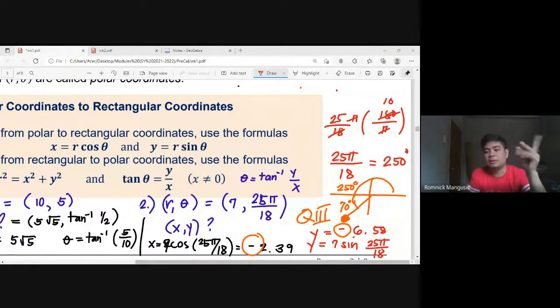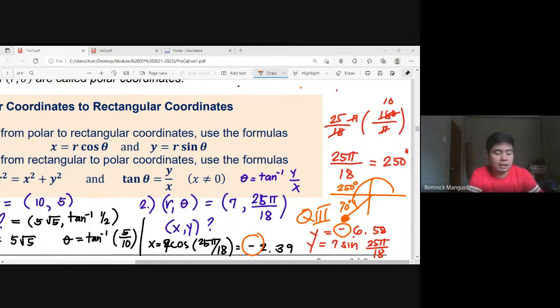So my warning to you is, whatever your calculator shows, especially when you input the intended values, if it is positive, then positive. But if it shows negative, then negative, without doubt, because it goes straight to locating which quadrant the answer is expected in. Like in number 2. It must be negative 2.39. And the other is negative 6.58.